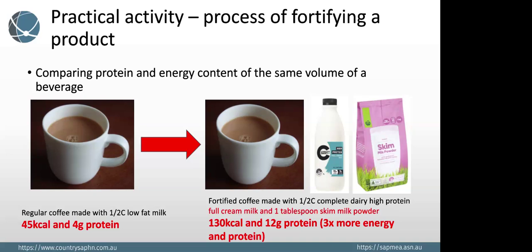Again, it won't add much volume. It won't taste heaps different, and it's mixed into the normal milk, but it provides quite a lot of protein. So with this, we're getting her from 45 calories to 130 calories, and we're going from 4 grams of protein to 12. So she's getting 3 times more energy and protein from that switch.